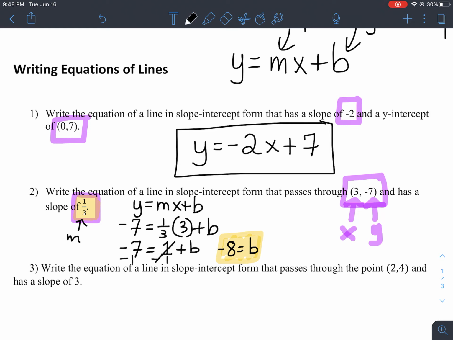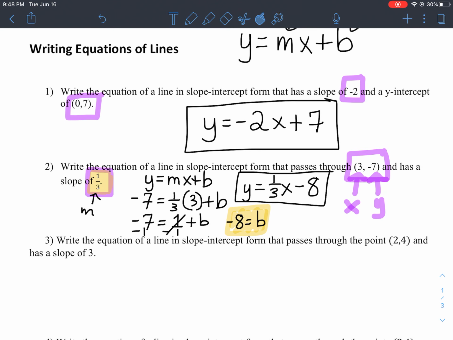And our slope is 1/3. So now we have our y-intercept, we have our slope, so that's enough to write our equation. So our equation is y equals m, which is 1/3, x plus b. Well, our b is negative, so it's going to be -8. And there's our equation.